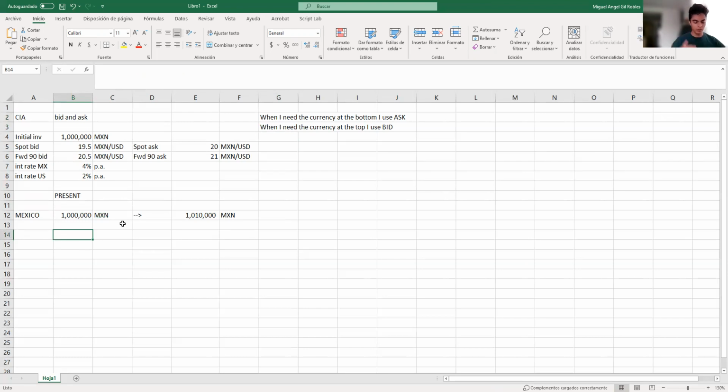So following this logic, if I need to buy dollars, because that's what I need, right? I am in Mexico, I need to buy dollars. If I want to buy dollars, what will I use? Of course, I will use spot because I'm in the present. But the question is spot ask or spot bid? So to answer that question, I need to look at this. So when I need the currency at the bottom, that means dollars, I will use ask. So that's why I will use ask, okay? I hope it's clear. 20 pesos over dollars.